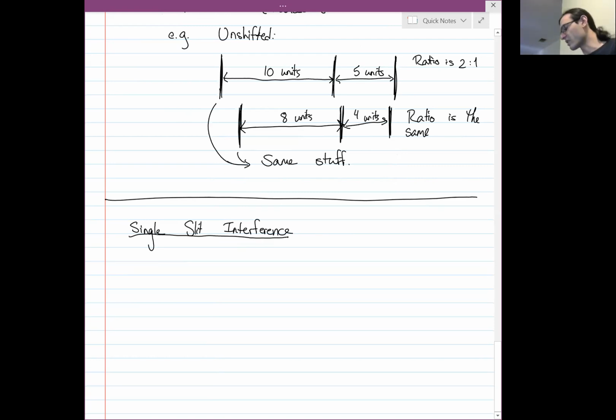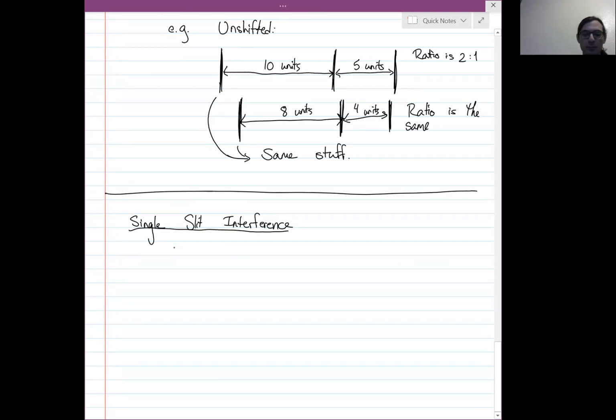So in the discussion that we've had before regarding multi-slit setups, we assumed that the multiple slits were point sources, i.e. each slit acted precisely as a point source.